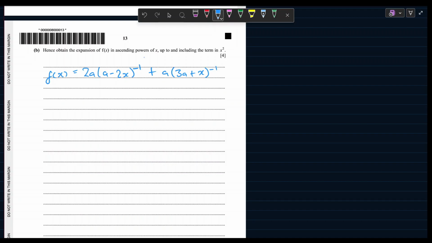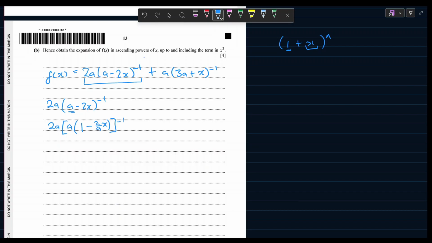So let's start by focusing on the expansion of this. This is going to be 2a, and this is multiplying our a minus 2x to the minus 1. Remember, for us to be able to expand, this has to be of the form 1 plus x, where x is some function of x, to the power n. But we need to see this 1. So it means we need to factor out this a that we have over here. So it becomes 2a, and I'm going to factor out a, so that we've got 1 minus 2 over a x, and this is all to the power negative 1.